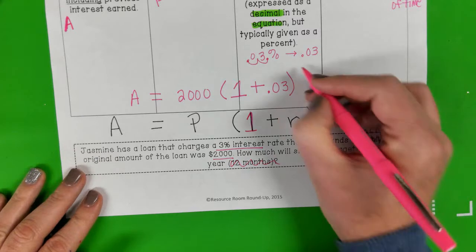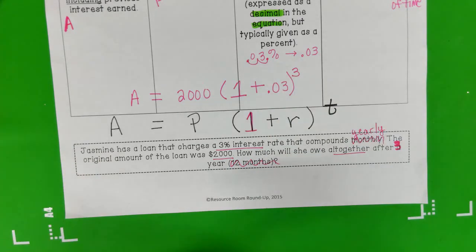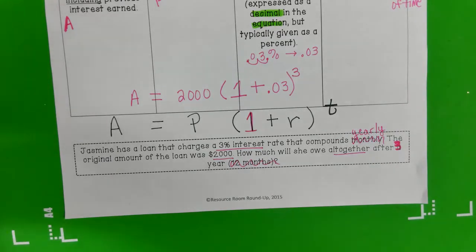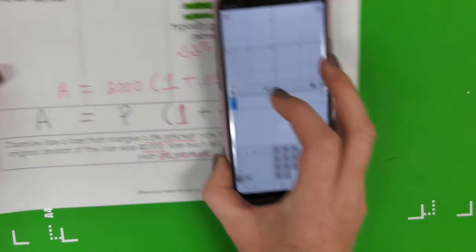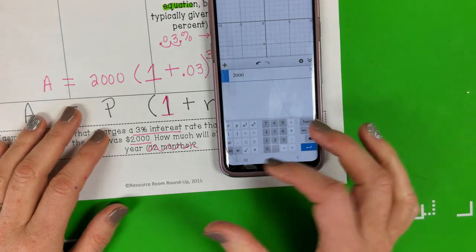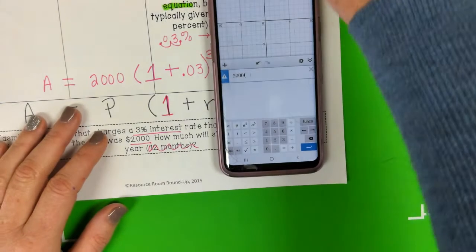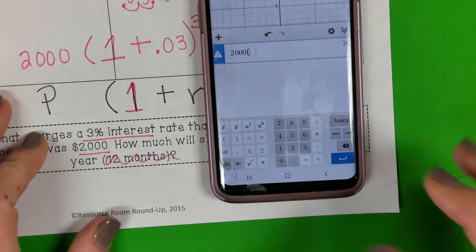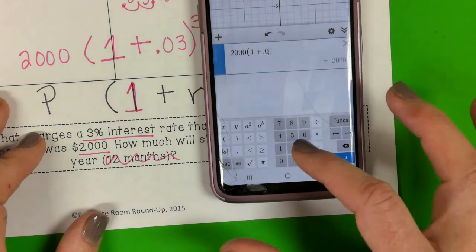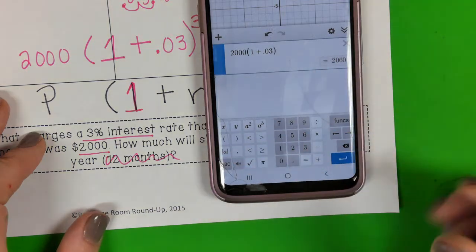Now notice, this is an exponent. So this is what the formula looks like. Really important again, you need to use the Desmos app or another graphing calculator. Let me show you how you would do this. I'm going to type in 2,000, and I'm going to put parentheses, so that's the other great thing, it's got parentheses. And I'm going to say 1 plus 0.03, close my parentheses.